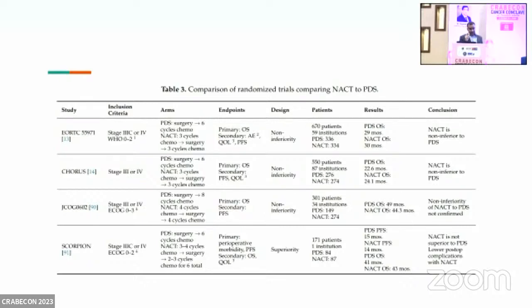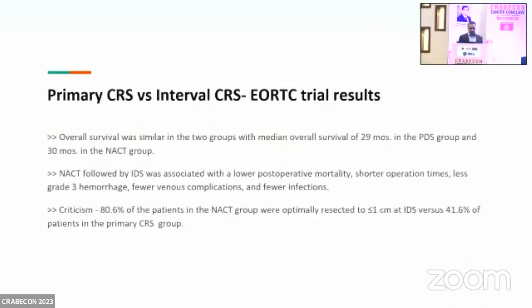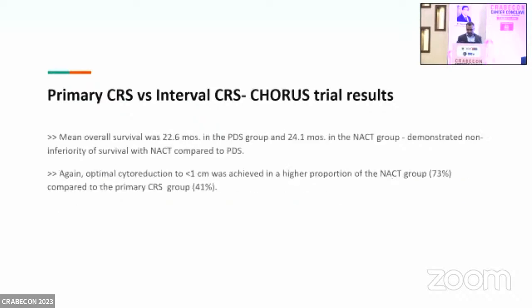The first 3 trials, EORTC, CHORUS, and JCOG, were non-inferiority trials. SCORPION was a superiority trial. So what were the results of the EORTC trial? The overall survival was similar in both groups, but NACT followed by interval debulking surgery was associated with lower post-operative complications than the primary cytoreduction arm. One of the major criticisms of this study was that only 41.6% of the patients in the primary cytoreduction arm had an optimal cytoreduction, as opposed to 80% in the NACT group.